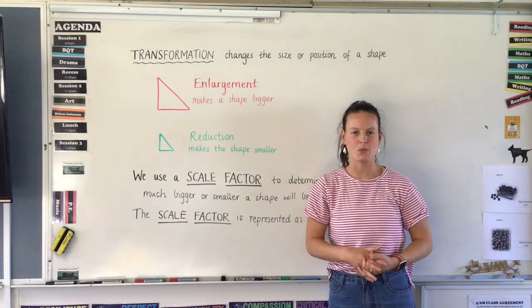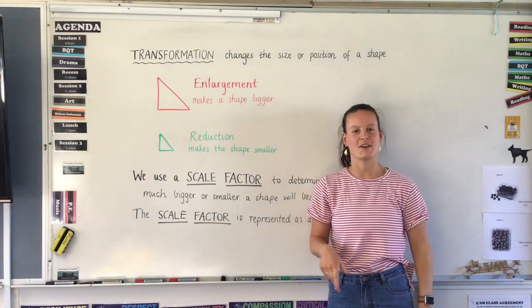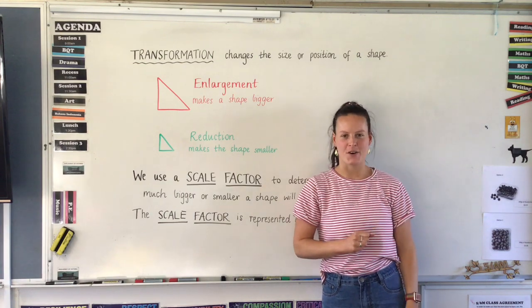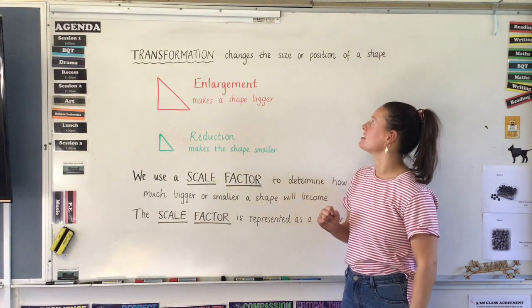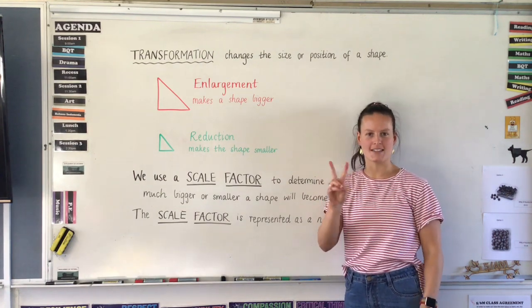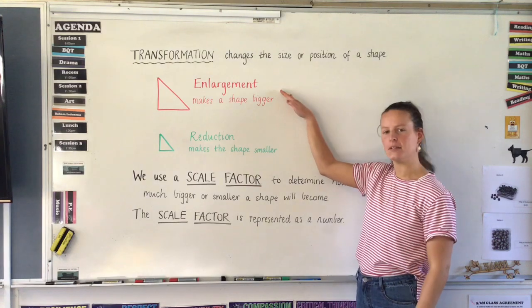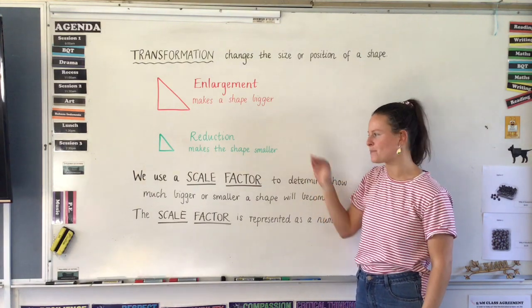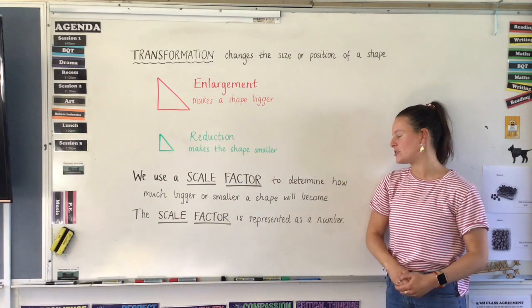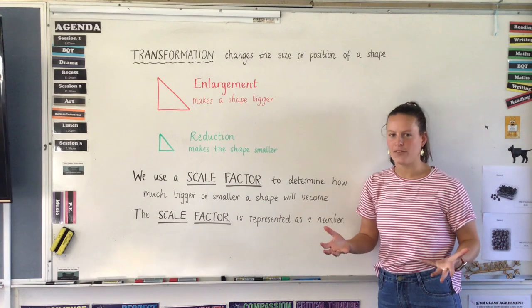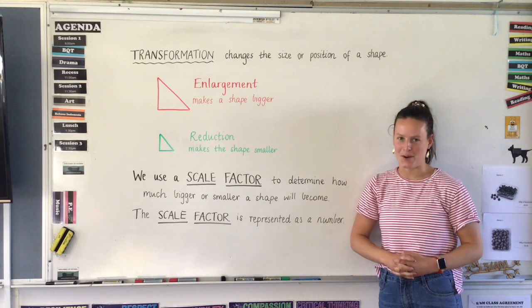In maths at the moment, we are looking at location and transformation, and today we are focusing in on transformation. So, transformation changes the size or position of a shape, and there are two kinds that we are looking at today. Enlargement makes a shape bigger, and reduction makes the shape smaller. We use a scale factor to determine how much bigger or smaller a shape will become. Now, the scale factor is always represented as a number.